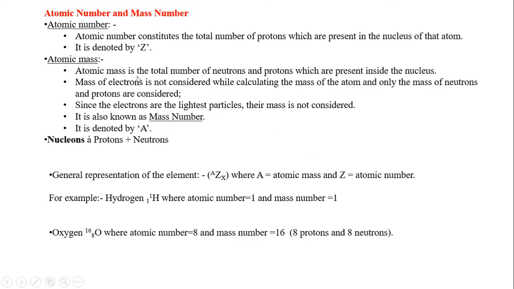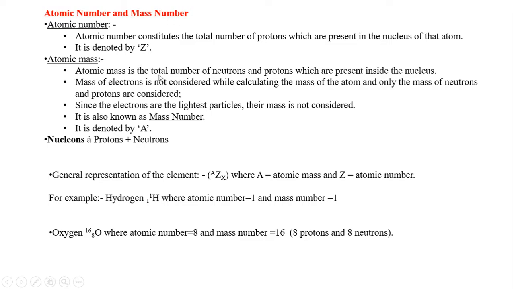We know the periodic table is arranged in increasing order of atomic number. Atomic number is the total number of protons present in the nucleus of an atom, and it is represented by the symbol Z. Now, how will you find out the atomic mass? Atomic mass is the sum of neutrons plus protons present inside the nucleus.